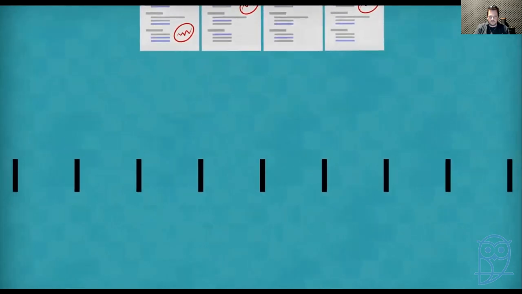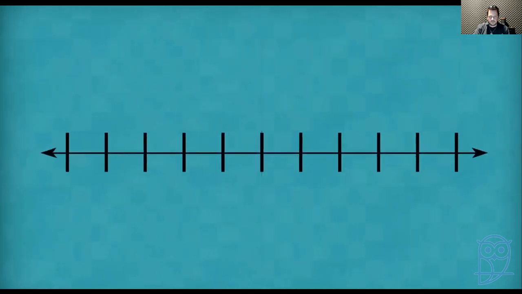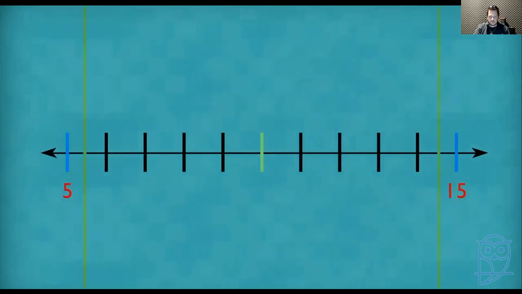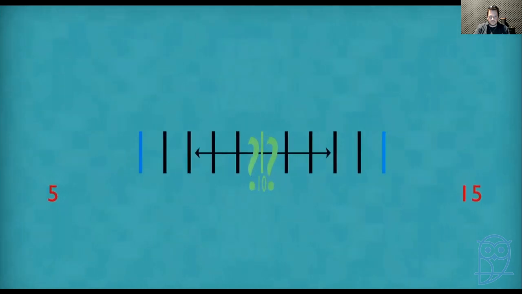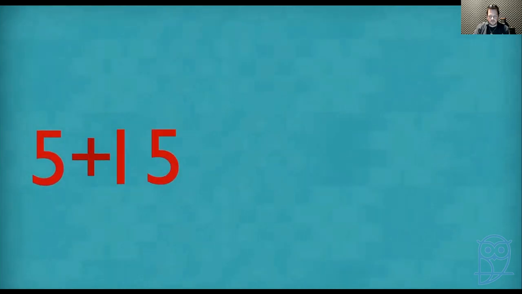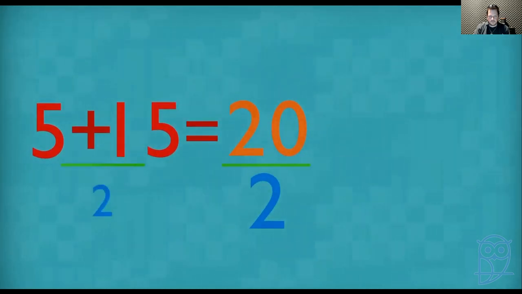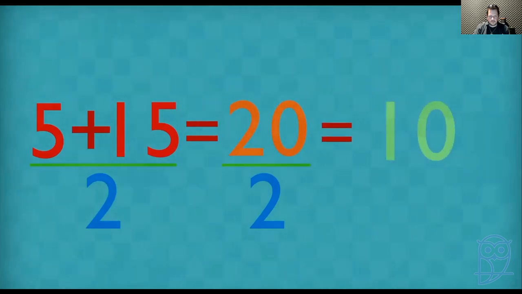The same idea can apply to Cartesian coordinates. If you are given a number line and asked to find the middle between 5 and 15, we can easily see that the answer is 10. How can you get this answer without the use of a diagram? We simply find the average of the values. We would take 5 plus 15, which equals 20. And then we would divide this number by 2, because there are two numbers. This would give us 10.